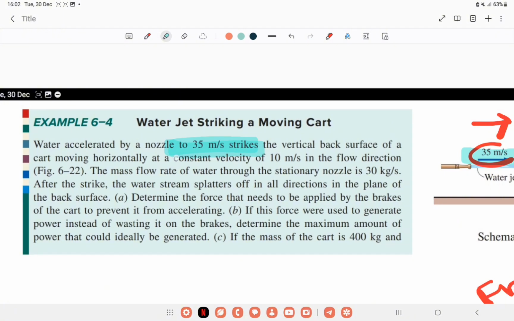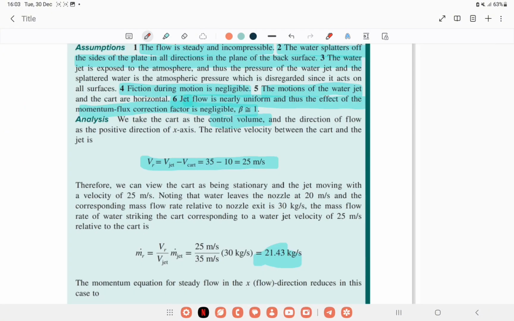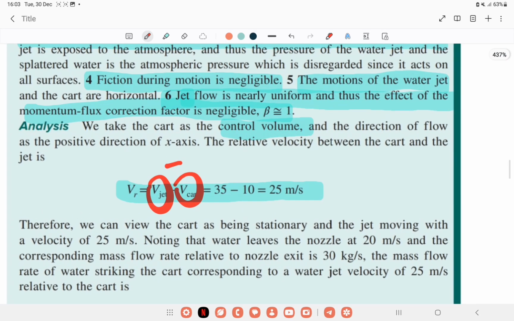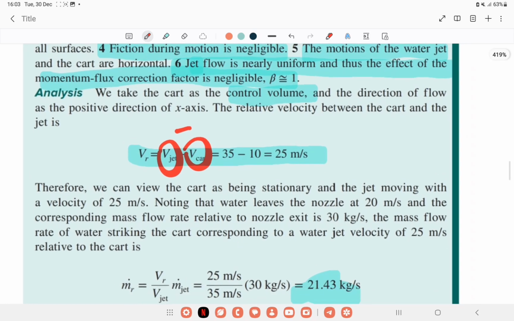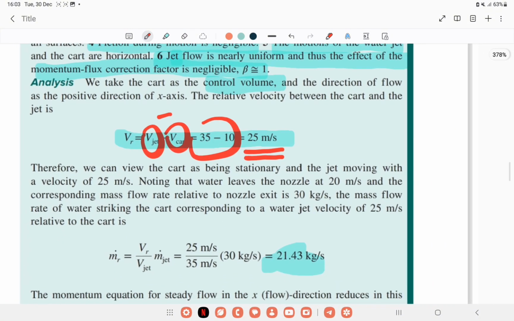So we look at the data. The velocity of the water jet is 35 meters per second. The velocity of the cart is 10 meters per second. The mass flow rate of water leaving the nozzle is 30 kilograms per second, and the motion is horizontal. Now we need to find how fast the water jet approaches the cart relative to the cart. Relative velocity is equal to jet velocity minus cart velocity. After substituting, 35 meters per second minus 10 meters per second. From the cart's point of view, the jet approaches at 25 meters per second.